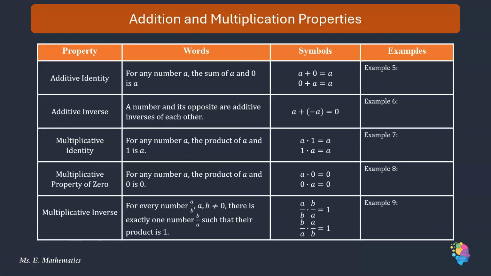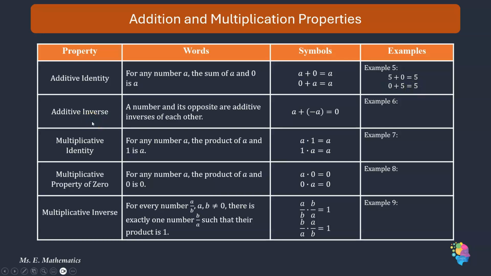Now we're going to do the addition and multiplication properties. The additive identity property states that for any number A, the sum of A and 0 is going to be A. In symbols, it means that A plus 0 is going to be A, but also 0 plus A is going to be A. And we know this is true if we use numbers. If I add 5 plus 0, that's going to be 5, and 0 plus 5 is going to be 5.